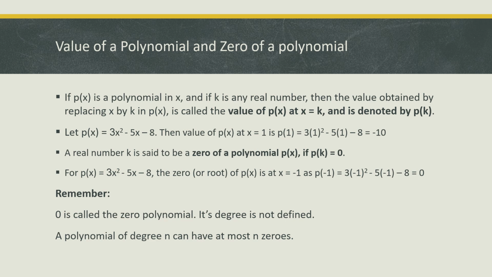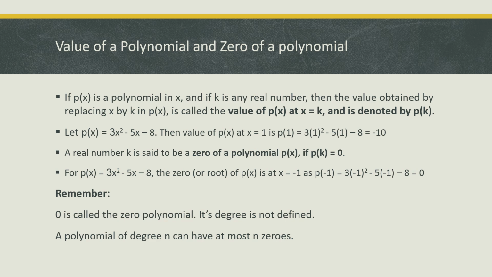Now what is a zero of a polynomial? A real number k is said to be a zero of the polynomial p(x) if p(k) is 0. That means when I put the value of x as k, the value of the polynomial is 0. For example, in the above polynomial 3x² - 5x - 8, if I put x = -1, I get p(-1) as 0. So I can say -1 is a zero of the polynomial. Sometimes it is also called a root of the polynomial.